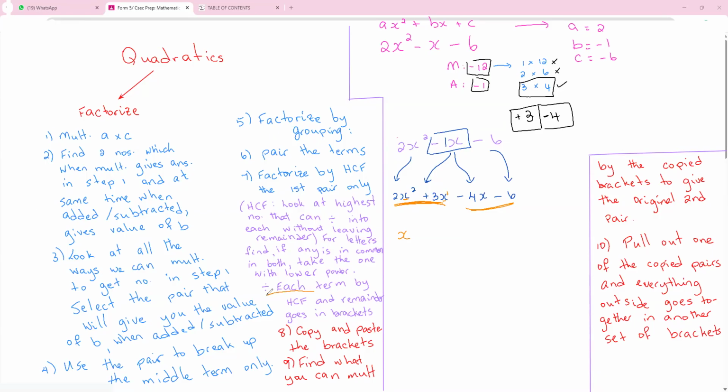After which, you're going to divide each term by the HCF, and the remainder goes inside. So you're going to divide this term by what you pulled out, and this term by what you pulled out. So I have 2x squared divided by x. That comes like saying 2x squared divided by x. x will cancel with x. So I'll be left with 2x. So that's the remainder. It will go inside of the bracket.